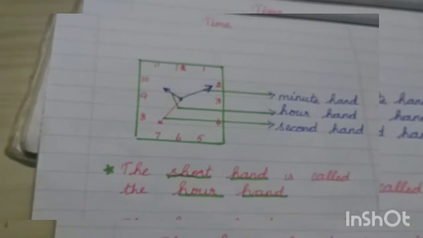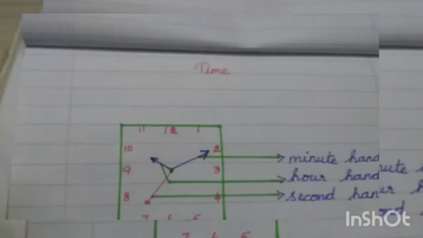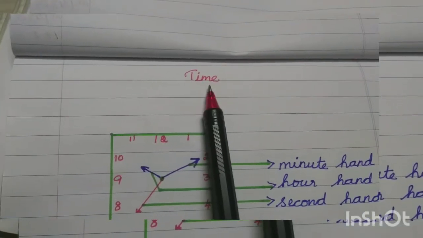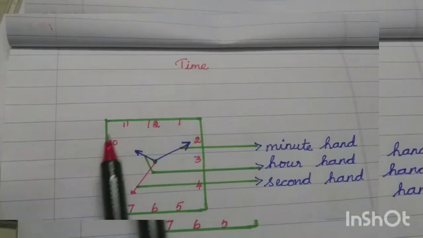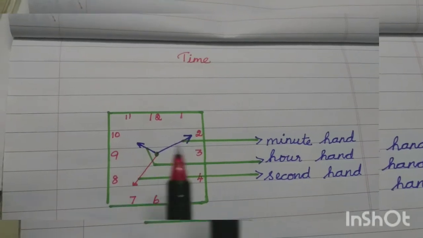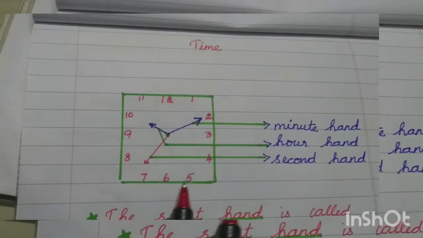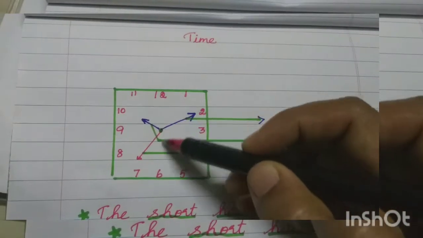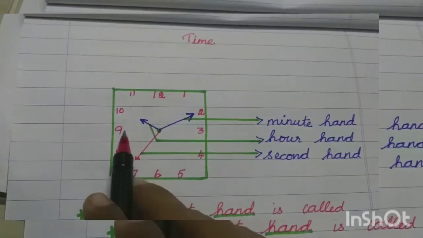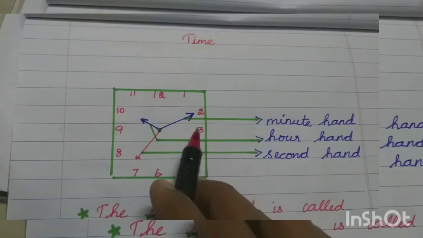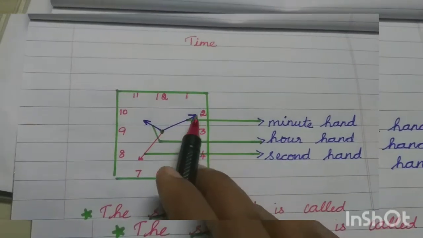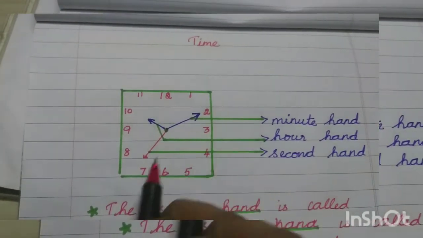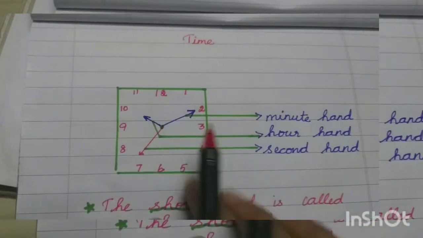Students, all of you take down your maths classroom note again and write the second page. Write "Time" and draw one clock picture. You should draw it correctly: 12 directly up, 6 directly down, 9 directly left, 3 directly right, and likewise 8, 7 and the others in their places. So likewise you should draw.